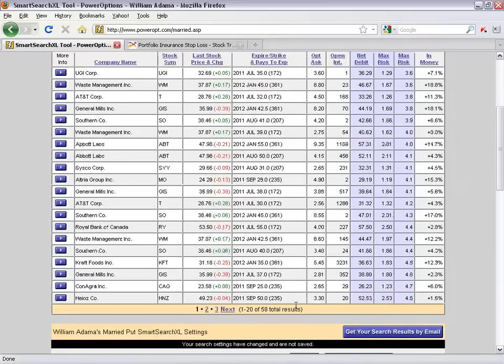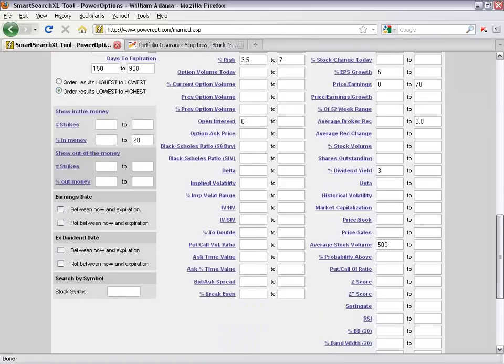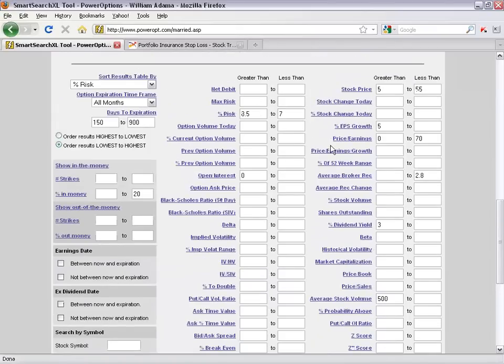Okay, so now I could consider adjusting some of those other criteria we talked about before. Maybe using that percent implied volatility range. Maybe restricting the risk a little bit more. Maybe restricting the stock price. Okay, further narrow that down one by one.